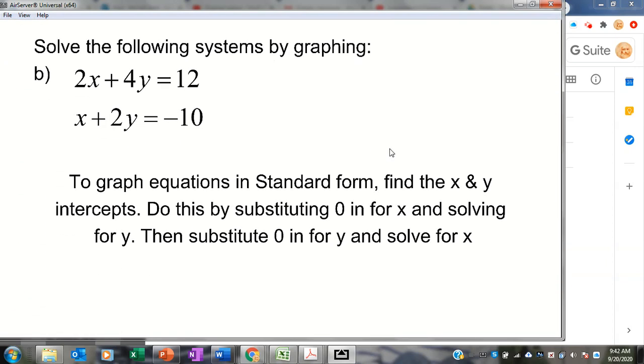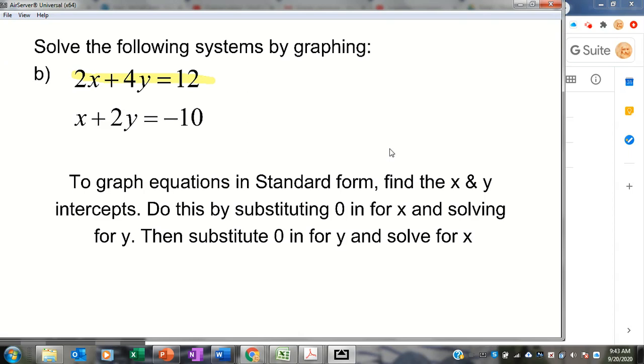So the two primary forms of lines that you're going to be given to graph are going to be either slope-intercept form or standard form. You may run into something in point-slope form, but usually it's going to be slope-intercept form or standard form. Now, most of you probably would look at this first equation right here and say, oh, that's in standard form. I need to get the y by itself so I can graph it.